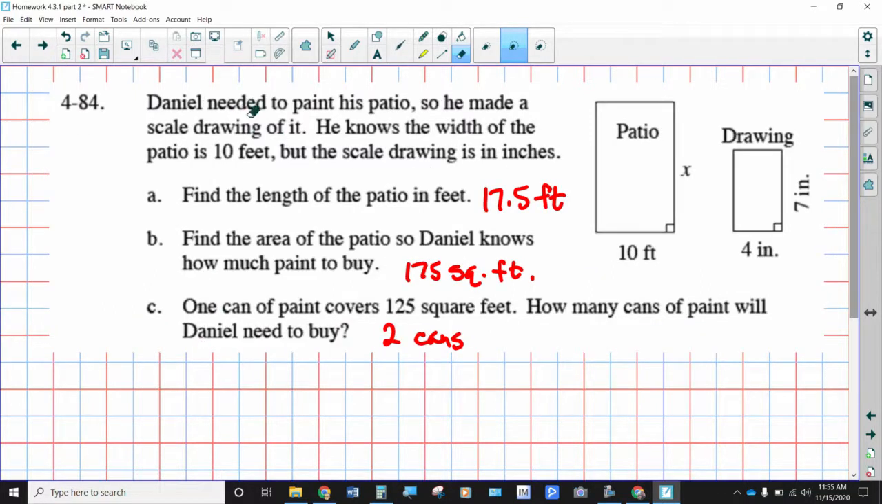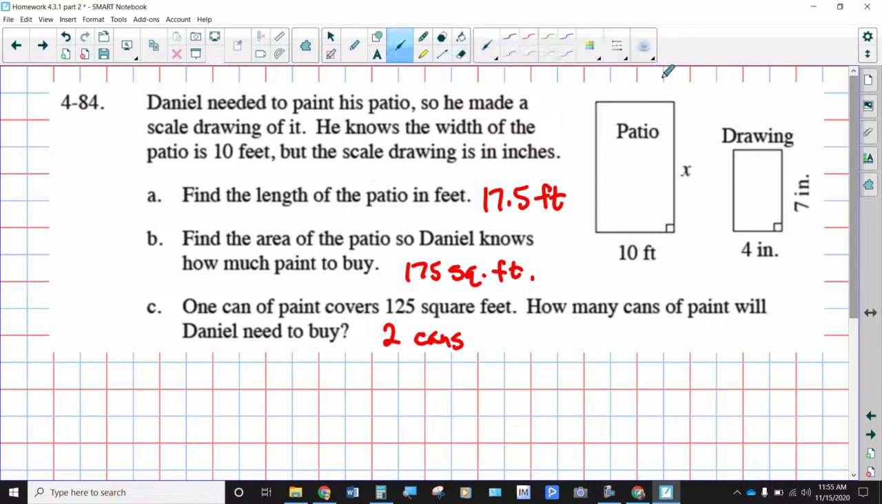All right, Daniel needed to paint his patio, so he made a scale drawing of it. Here's his drawing. It's on a 4x7-inch card. He knows the width of the patio is 10 feet, but the scale drawing is in inches. So we need to figure this out in feet.